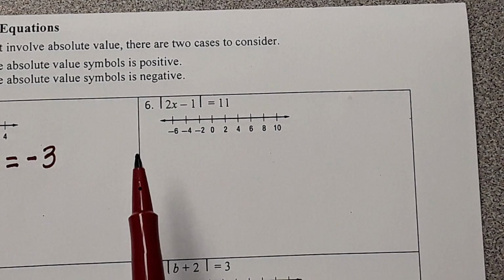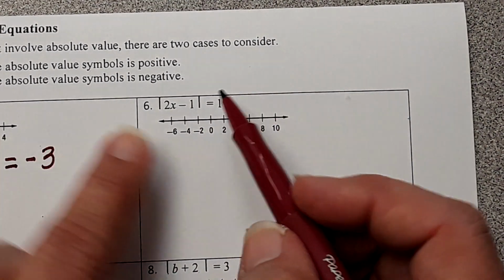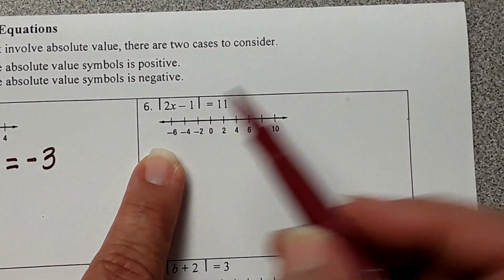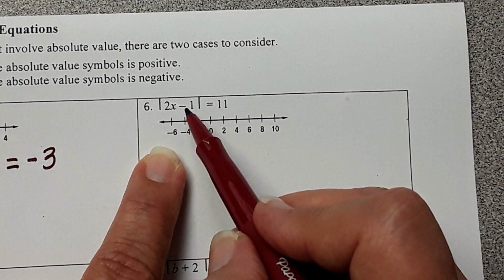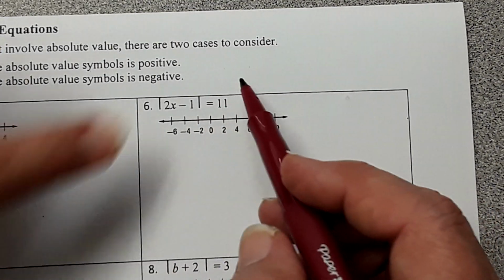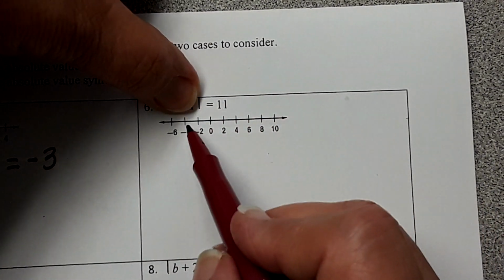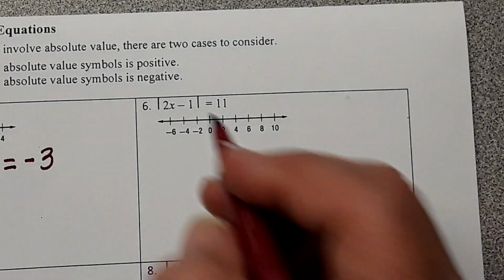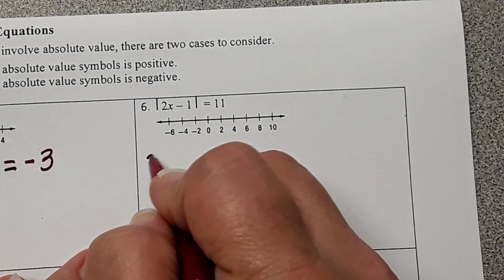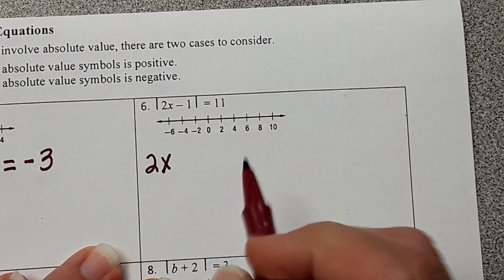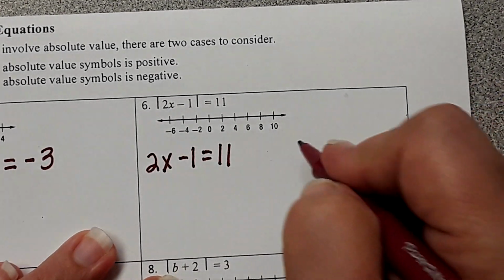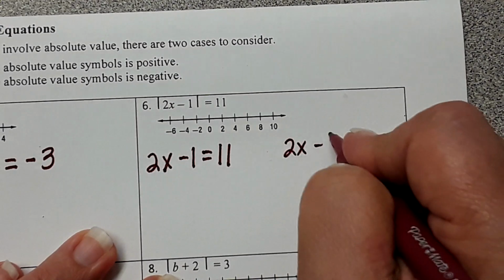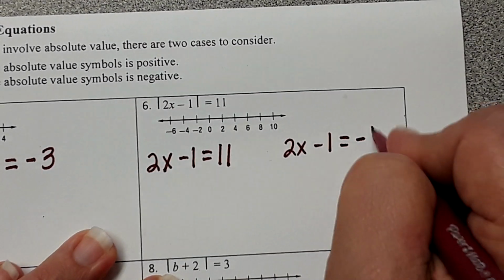Now, remember what you said. If, let's say, there was nothing in here but a variable, this inside could be what? Positive 11 or? Just act like this isn't here. What could be inside the absolute value? So we're going to write 2x minus 1 equals 11, and 2x minus 1 equals negative 11.